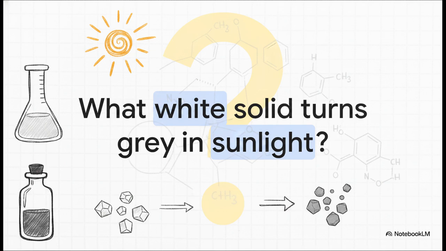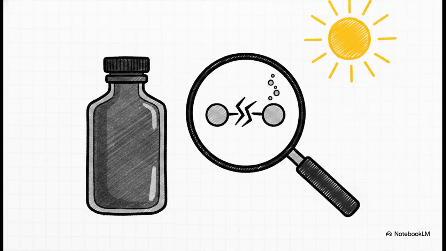Just think about it for a second. Did you get it? The answer is silver chloride, or AgCl. The big secret here is photolytic decomposition, meaning it's a reaction triggered specifically by light. The sunlight literally breaks the chemical bonds, turning that white silver chloride into gray silver metal and releasing chlorine gas.